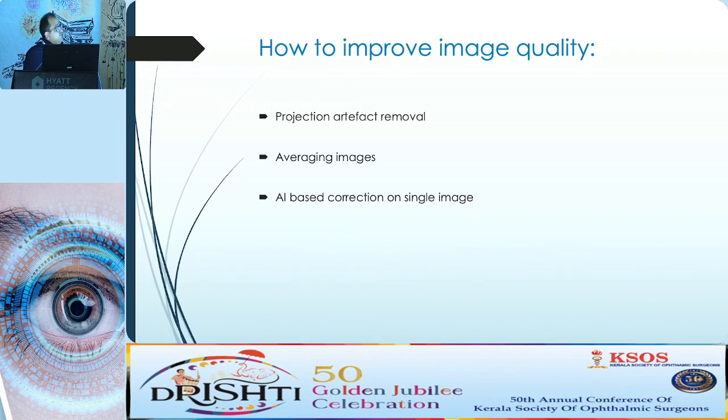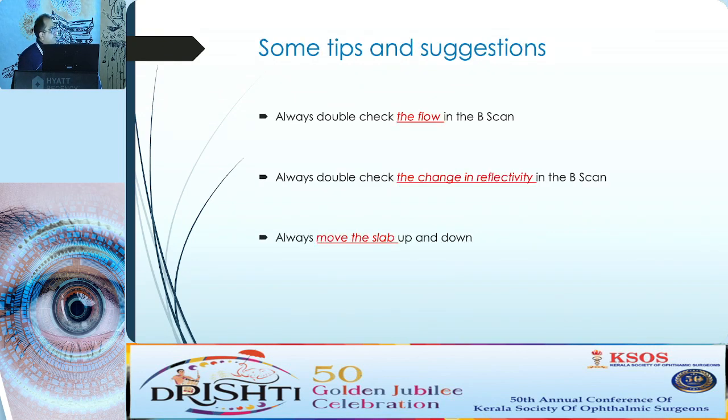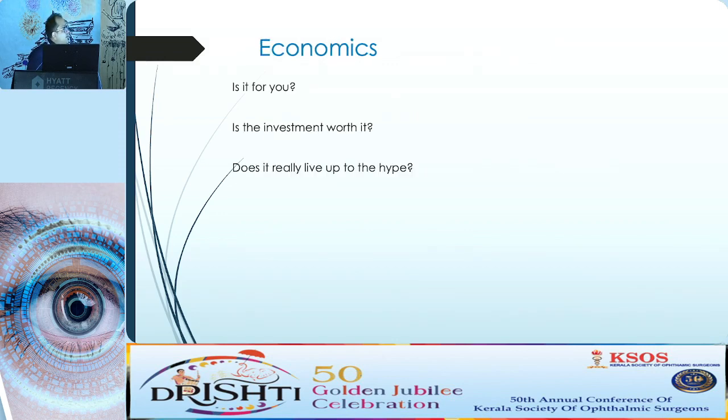To improve the image quality, we need to have something like a projection artifact removal tool, averaging of images, and also AI-based correction of the single image. Final tips and suggestions: you always have to double check the flow in the B scan. You have to look for the change in reflectivity and always move the slab up and down.